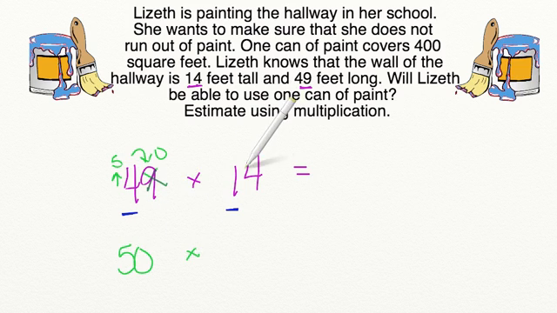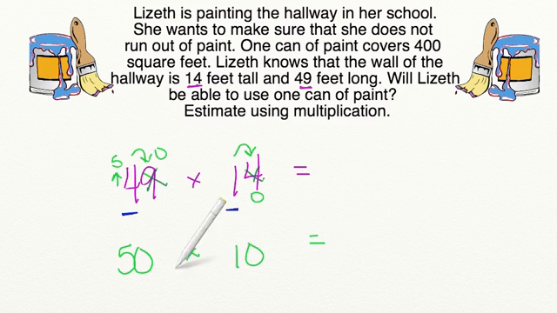Let's look at 14. We've underlined our tens place, and we're going to look at the number directly to the right. Since 4 is less than 5, we're going to keep our 1 the same and replace our 4 with a 0. So we're rounding 14 down to 10.